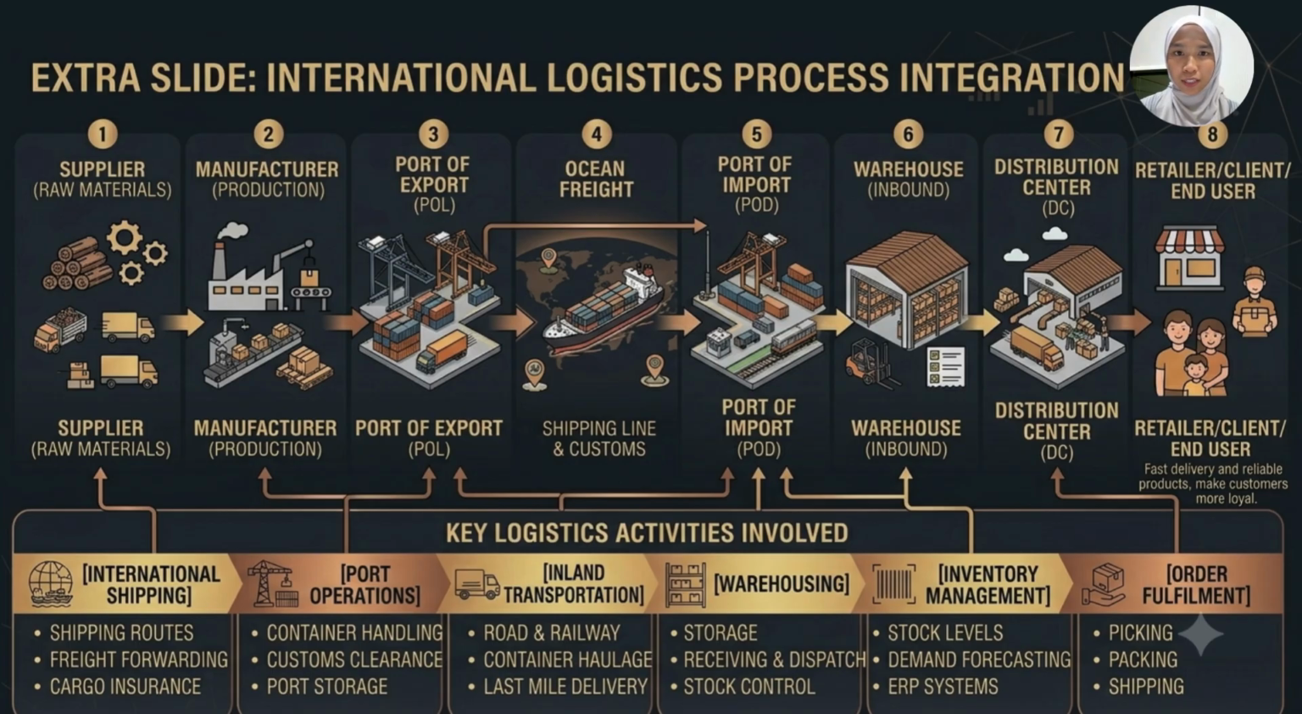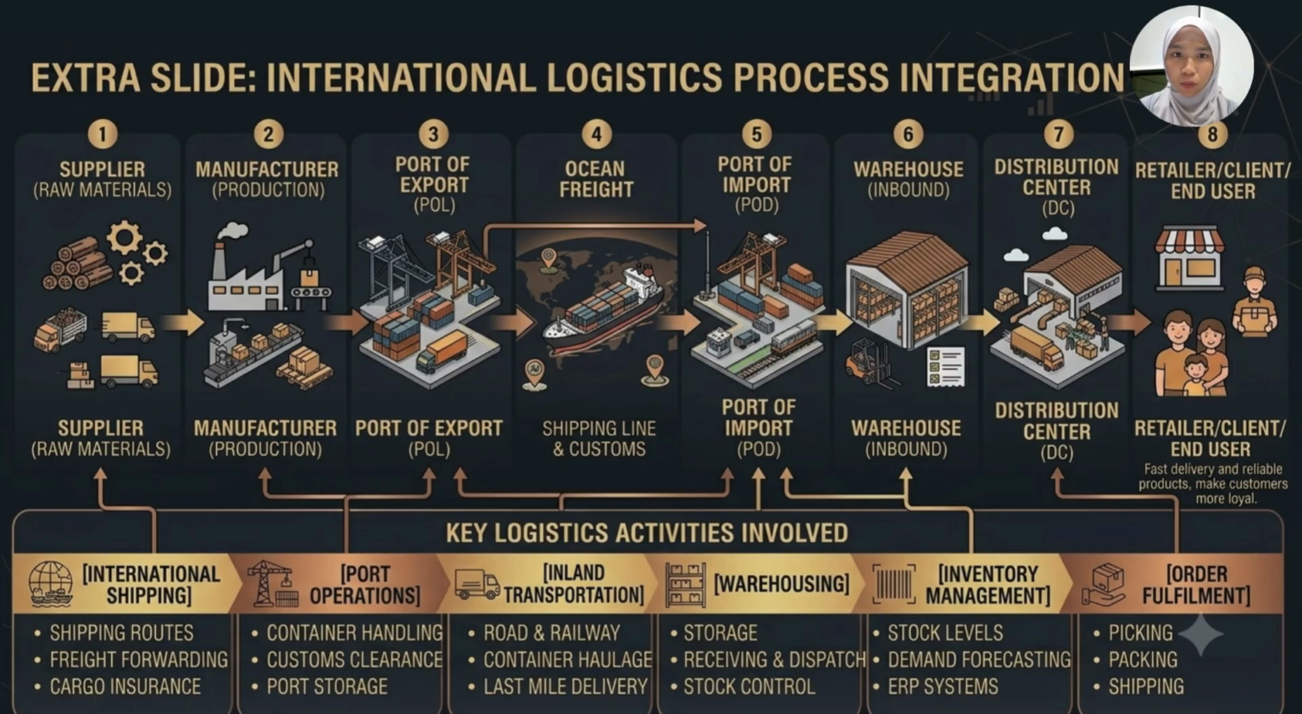Now let's scale this up globally. When looking at the international logistics process integration, the supply chain expands into a highly synchronized 8-step global journey. It begins at the origin with our supplier and manufacturer, steps 1 and 2, but quickly shifts into the international arena. Cargo moves through the port of export, POL, then crosses the ocean via ocean freight and clears customs at the port of import, POD, steps 3, 4 and 5.